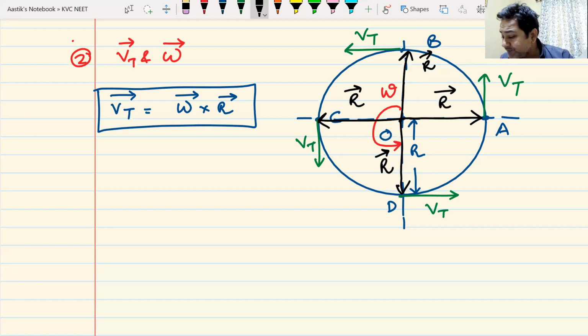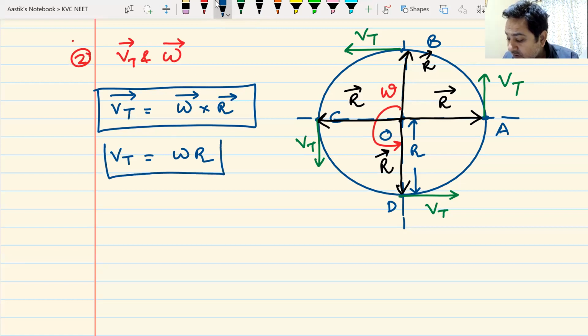Now this is the vector relation. When you have a vector product, you have omega into r into sine theta. So I can write it simply like this. If I talk in terms of magnitudes, Vt, which is the magnitude of the tangential velocity, will be omega multiplied by r. Here I am not talking about the vectors. Here I am only talking about the magnitudes of tangential velocity and omega, the angular velocity.